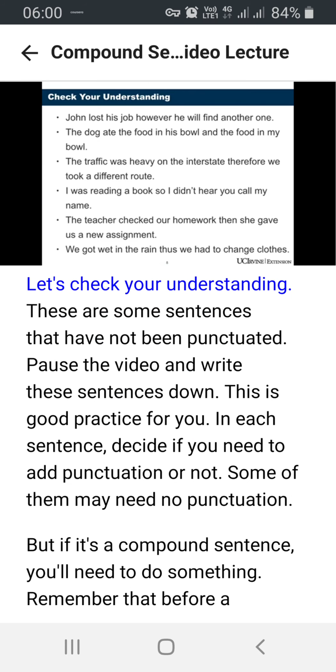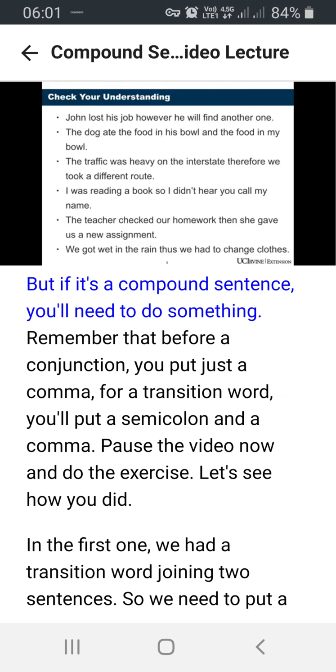Let's check your understanding. These are some sentences that have not been punctuated. Pause the video and write these sentences down. This is good practice for you. In each sentence, decide if you need to add punctuation or not. Some of them may need no punctuation. But if it's a compound sentence, you'll need to do something. Remember that before a conjunction, you put just a comma. For a transition word, you'll put a semicolon and a comma. Pause the video now and do the exercise.